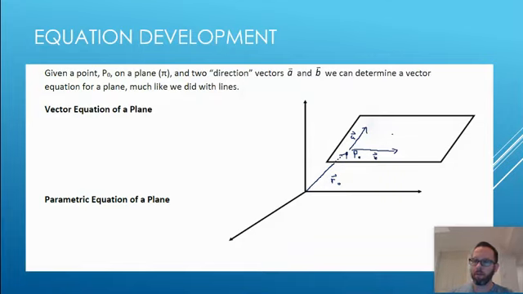And the idea is that, and I'm going to kind of draw what I had on the previous one, I can get to any point anywhere on this plane by first getting to the plane, going to this point P naught, and then taking a linear combination of those two vectors, s times A and then t times vector B. So here's that big idea. The vector equation of the plane looks like this.